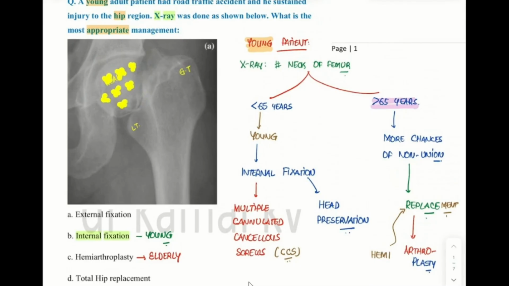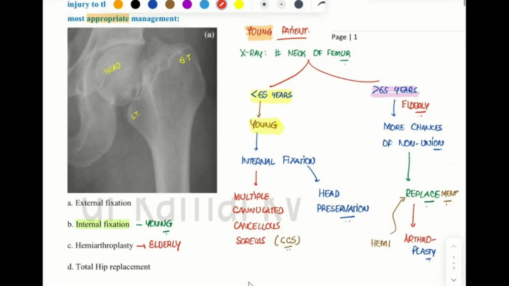Okay, and the arbitrary age which is taken is around 65 years, right? So less than 65 years will be counted as young, more than 65 years will be counted as elderly. So this will be elderly, right? So this is what you need to remember for fracture neck of femur.